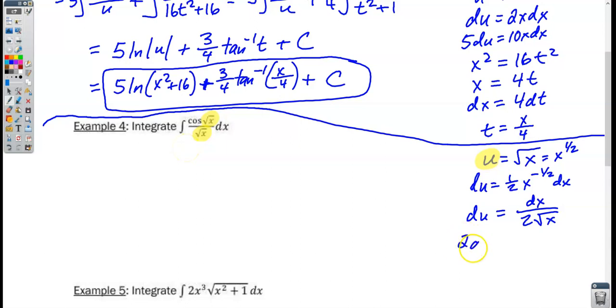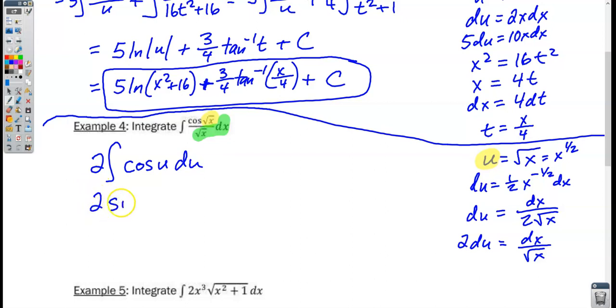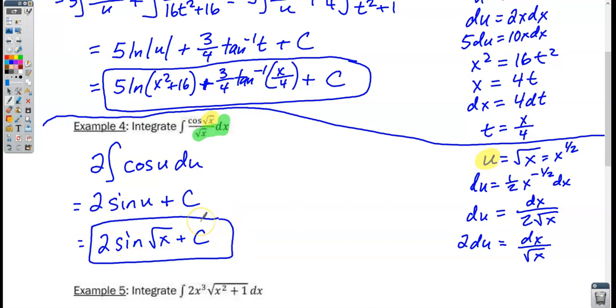So in reality, I'm going to multiply both sides by 2 here, and instead of replacing this square root of x, that's going to be part of our 2 du. And so with this substitution, this turns into 2 times the integral of cosine of u du. And now I can go ahead and integrate. This is going to be 2 sine of u plus c, and then we bring u back, and there's our answer.